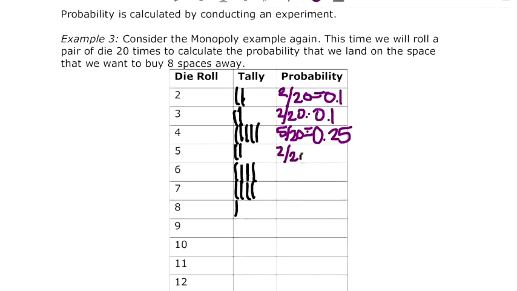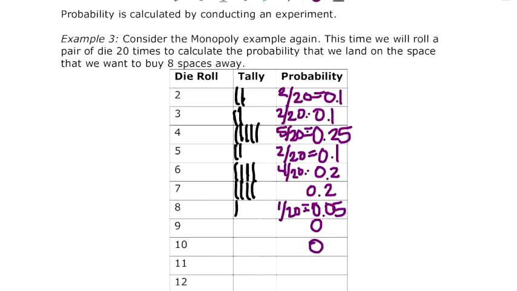2 over 20, which is 0.1. 4 over 20, 0.2. 4 over 20 again was 0.2. 1 over 20 is 0.05. And then 9, 10, 11, and 12, I didn't see any of those. And that's just from my actual experiment. If you were to go and do this, you may see rolls of 9, 10, 11, and 12. I just didn't happen to see it when I did this. So these probabilities are all equal to 0. Okay, so based on my experiment, the probability that I saw 9, it didn't happen. So it's equal to 0.